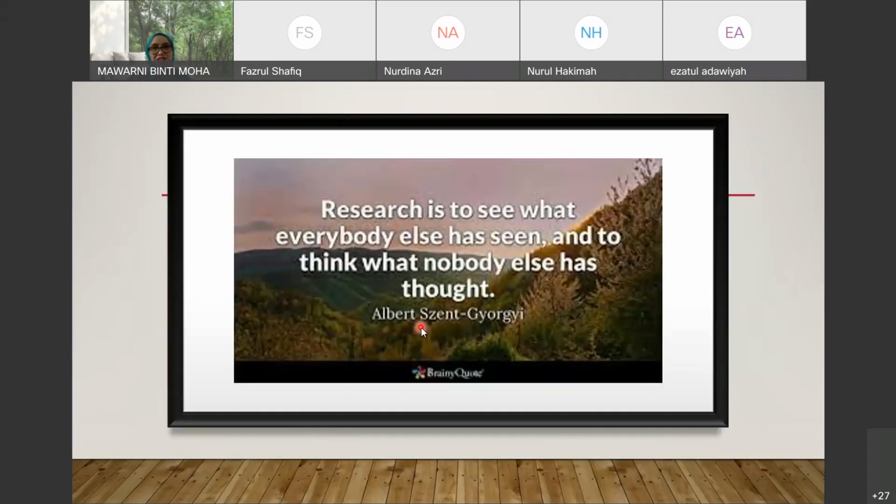Well, research is to see what everybody else has seen and to think what nobody else has thought. That is your research gap, and that's the reason why you write your paper.